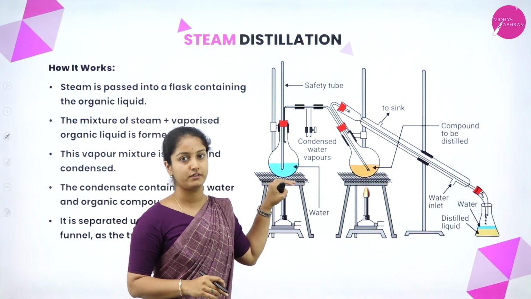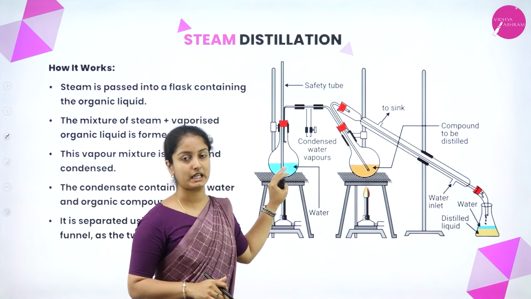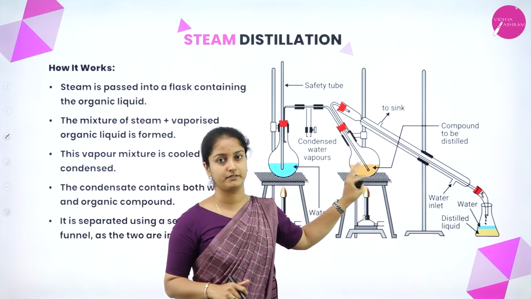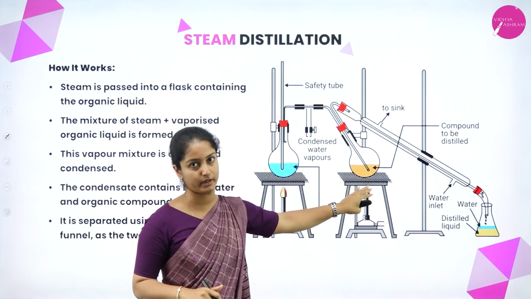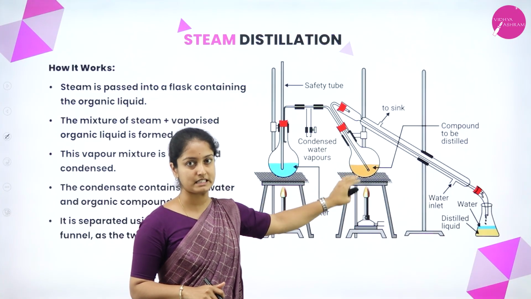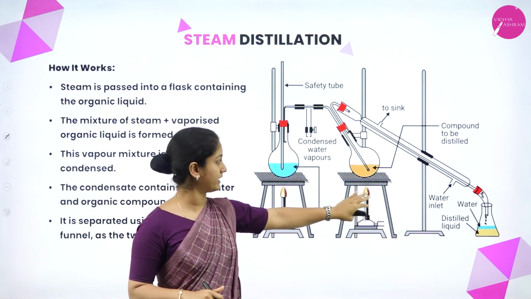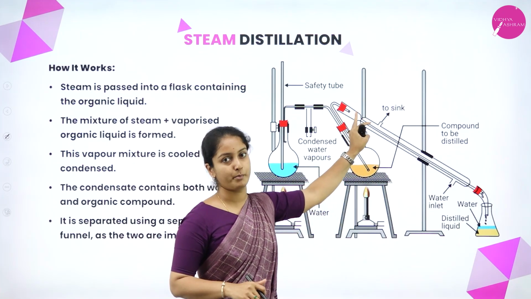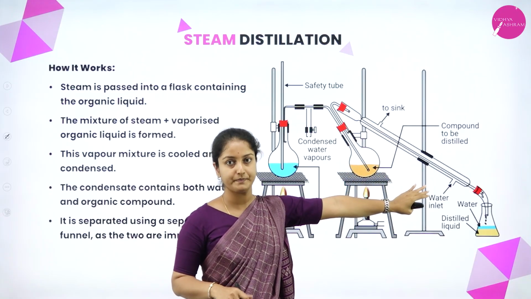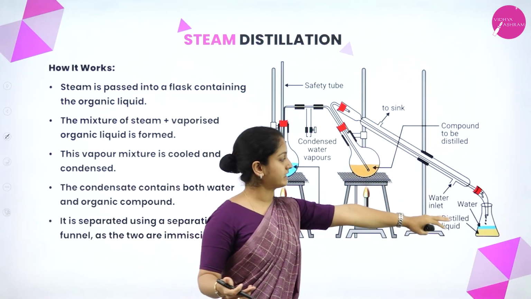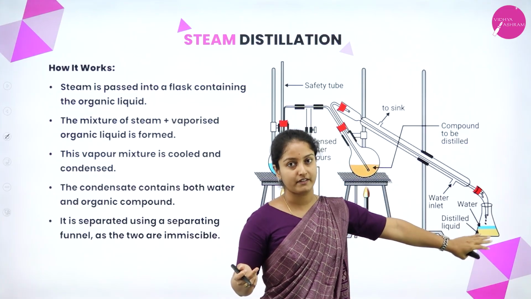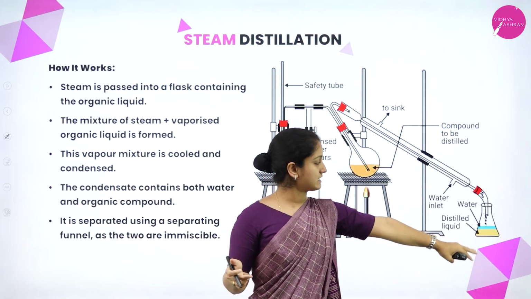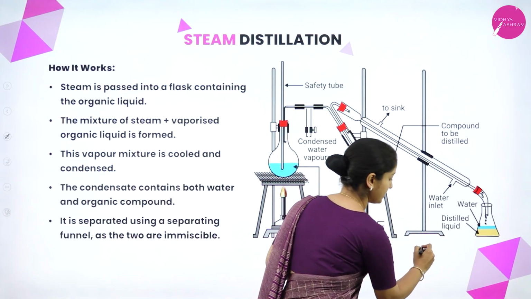In the first round bottom flask, there is water to generate the steam, and that steam is passed on to the second round bottom flask which contains an organic liquid. Now there is a mixture of the steam as well as the organic liquid. Then this is also subjected to heat. The vapors of both components are passed through the condenser, then cooled and collected in a flask. So now the flask consists of distilled water and the liquid mixture. These are supposed to be immiscible liquids.